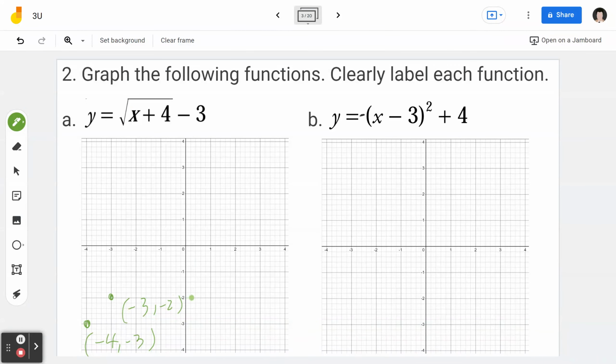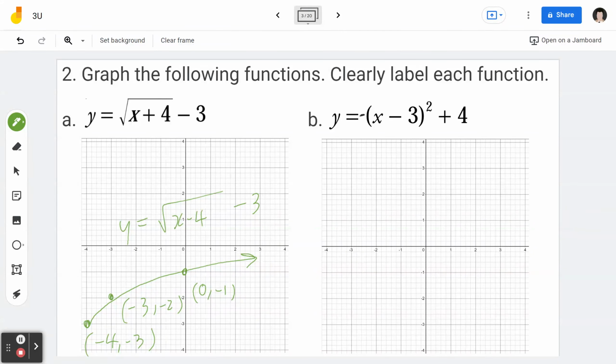Now, if I jump over to the y-intercept, look what happens. The y-intercept means x is going to be 0. When x is 0, you have the square root of 4, which is 2. 2 minus 3 is -1, right there. So 3 points would suffice to graph this. So it's going to look, roughly speaking, something like that. And it does say clearly label each function. So we did label the 3 points. I'm also going to write down y equals the square root of x plus 4, minus 3.